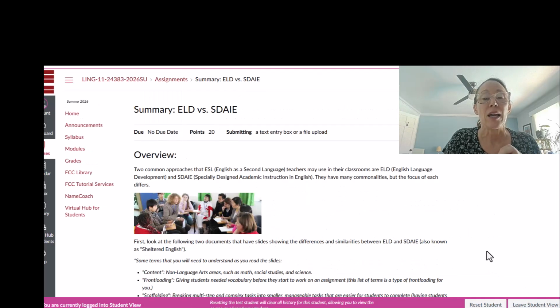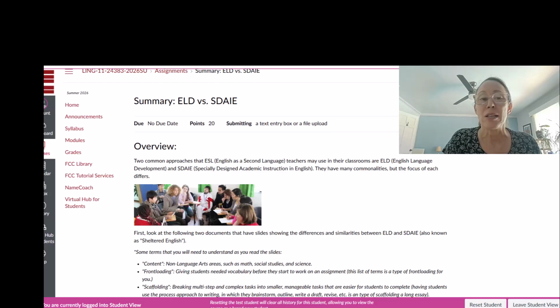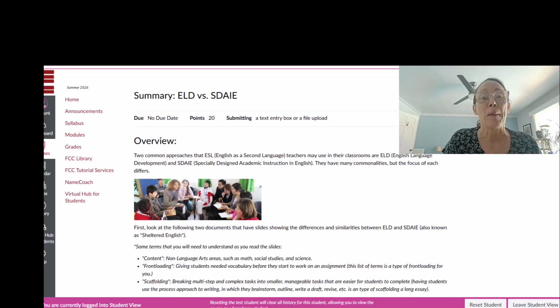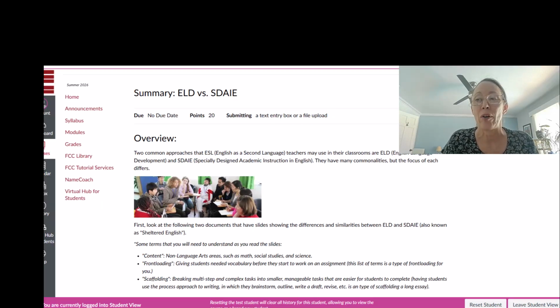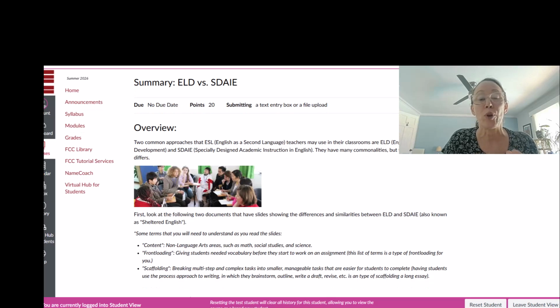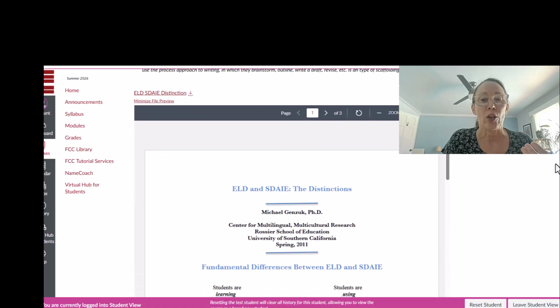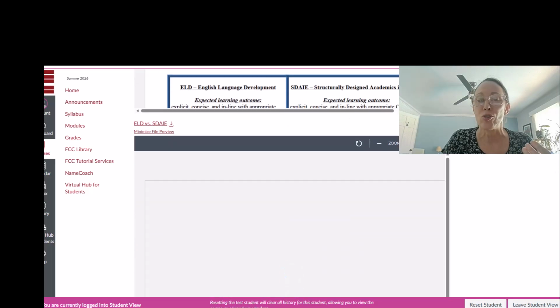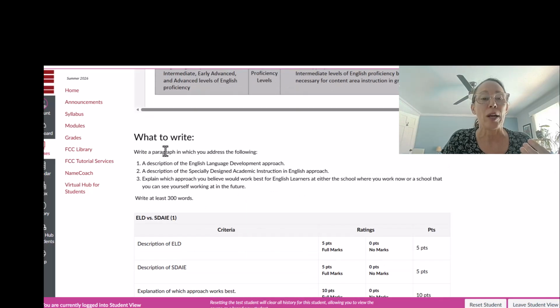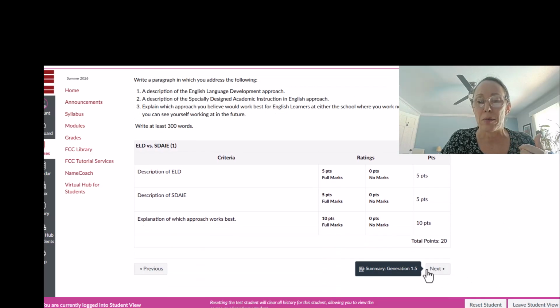The next assignment is talking about these 2 different methodologies. So ELD versus SADI. All right. And they are just 2 different approaches or methodologies about how we teach English learners. So you can read all the information about the 2 different methods. And then what I'm asking you to do is to describe both of them and then tell which one you think is going to be best.